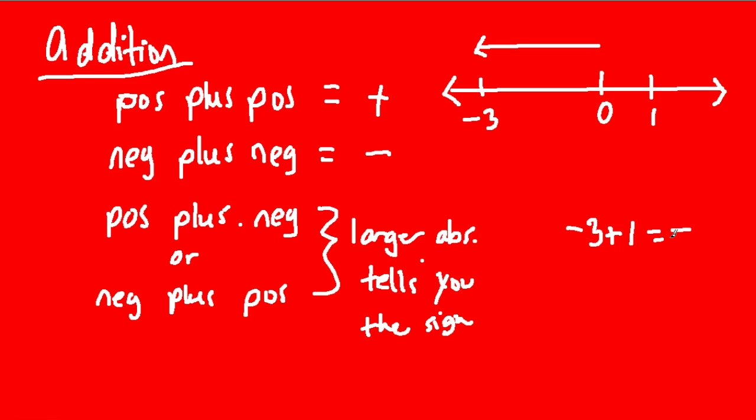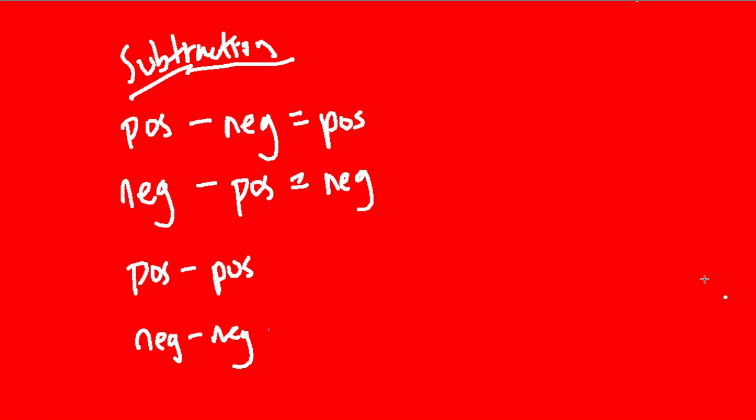So before we even know what the answer is, we're halfway there. We know it's negative. -3 plus 1, well, you hop from 0 to -3, and you hop up 1 to -2. So in fact, the answer is -2. So the absolute value tells you the sign. You could think of subtraction with absolute value, but it might be useful not to.